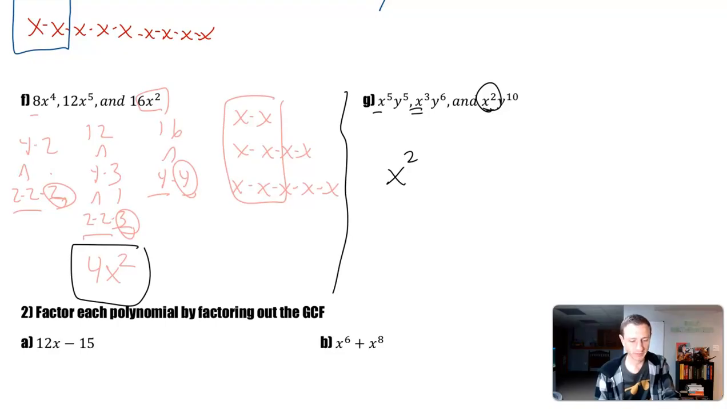This one doesn't have 5 of them, this one doesn't have 5 of them, but they all have 2. There's 2 in here, 2 in here, but then those have a little bit more, but the greatest common factor would be they all have 2, so x squared. Then we got to look at the y to the 5th, y to the 6th, y to the 10th. So they all have y to the 5th. So our GCF would be x squared, y to the 5th.